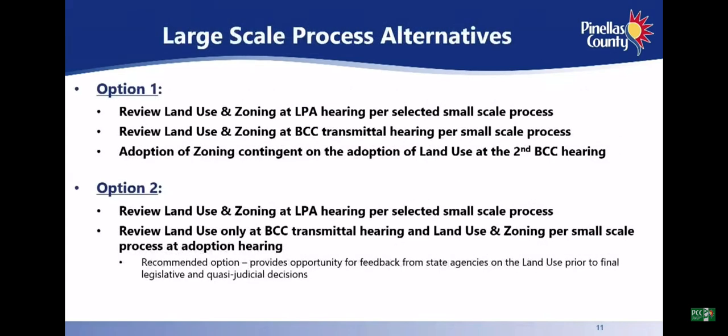And as far as the large-scale process alternatives, option 1: review the land use and zoning at the LPA hearing per the selected small-scale process. You would review the land use and zoning at the BCC transmittal hearing per the small-scale process, and the adoption of the zoning would be contingent on the adoption of land use in the second BCC hearing. Option 2 would be the same process under the LPA. The difference would be you would hear zoning in the adoption hearing after you transmit the land use to the state. And option 2 is a recommended option because it provides opportunity for feedback from state agencies on the land use prior to final legislative and quasi-judicial decisions.